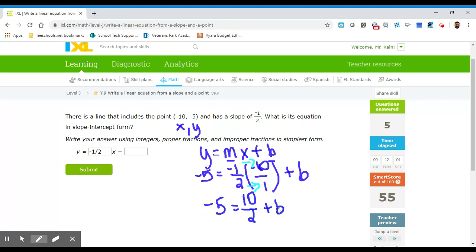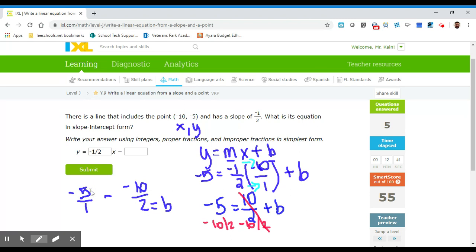Now, to get b by itself, we need to get rid of this 10/2, so we need to subtract 10/2 from both sides. So subtract 10 over 2 from this side and subtract 10 over 2 from this side. That'll cancel it out. And what you'll be left with is b on the right equals -5. I'm going to make it -5 over 1 because we're dealing with fractions, minus 10 over 2.